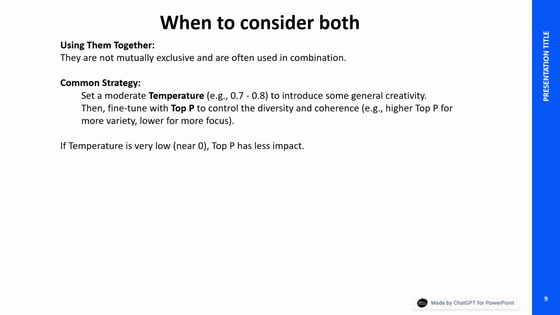These are the important points, these last two points that I'm going to tell you. If temperature is very low, near zero, top P has less impact. That you must remember. If temperature is very high, top P can be crucial for preventing overly bizarre outputs. So that's all about top P and the temperature.